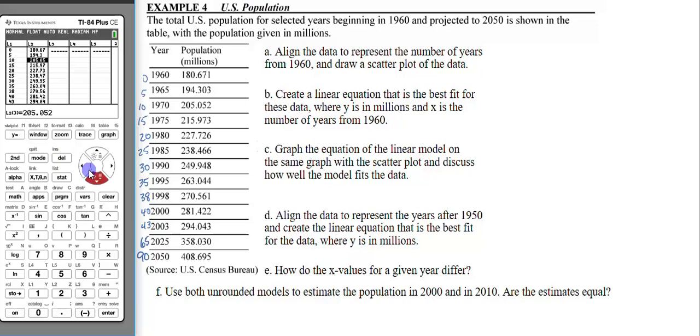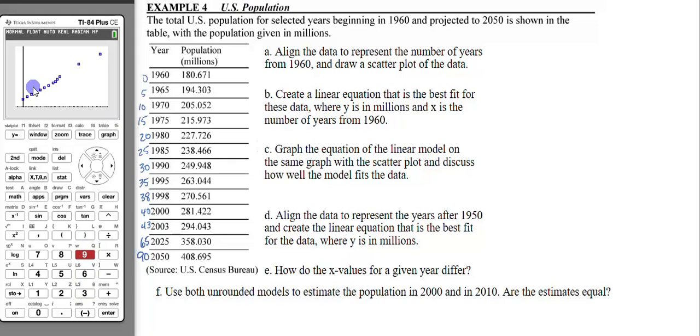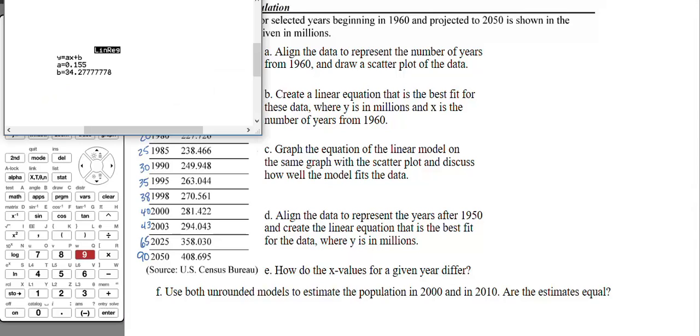Alright, so going to y equals, why don't we clear out those equations we had before. Our plot is already on, and we've put our data in list 1 and list 2, which is default for it. So we can go ahead and do a zoom stat. You can see that the data is sort of in a line there. Go ahead and save your scatter plot.